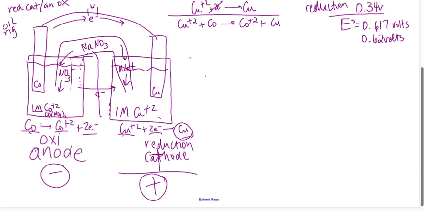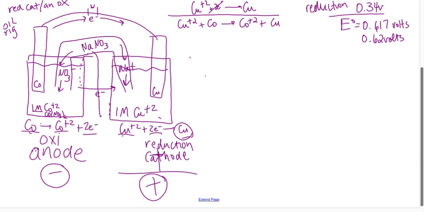So if we run out, and let's say this were a rechargeable battery, does anyone know how that works? What a rechargeable battery does? Yeah, you use the electrons from the electricity to reverse the flow, regenerating your copper 2 ions and regenerating your cobalt solid.